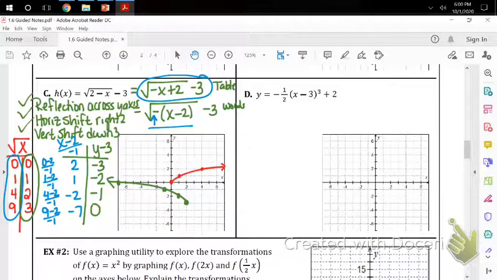And let's do one more for this video. Let's do D. So what is our parent function? Well, you see the x and you see the cube. So our parent function is going to be x cubed. And so we can do our table. And we can go ahead and graph that if you want to, so it's done with.